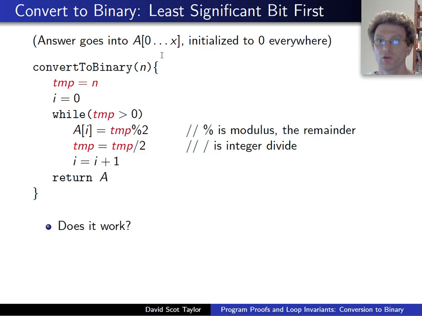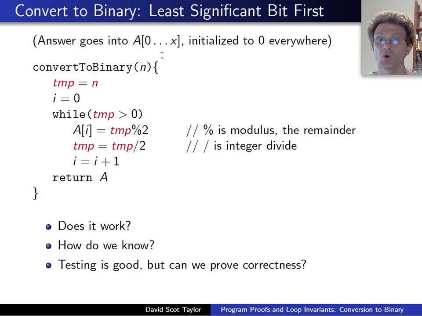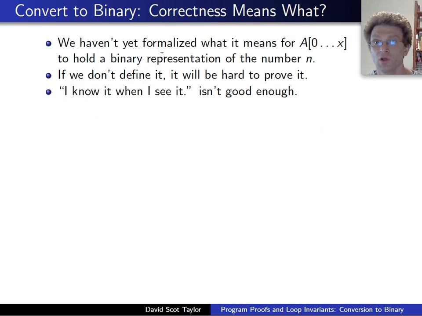Okay? So, our question is, does it work? And if it works, how do we know? We want to do something beyond, well, I tried it on a few numbers and it works. Testing's good, but it doesn't really prove correctness. And what do we mean by correct? It's a little bit hard to talk about, since we haven't defined what it means to say we're putting a number into binary format within some array A. So let's define that. We can't mathematically say we're going to prove something if we haven't defined what it is that we're proving.